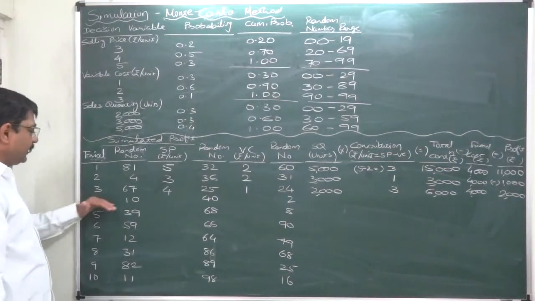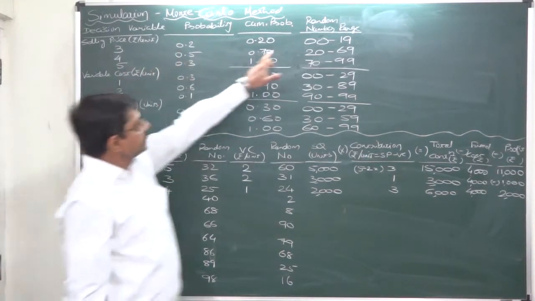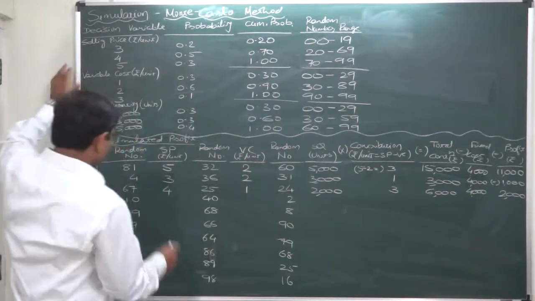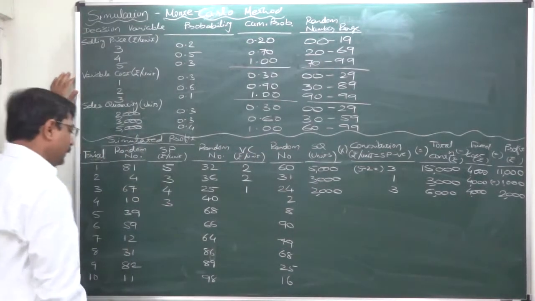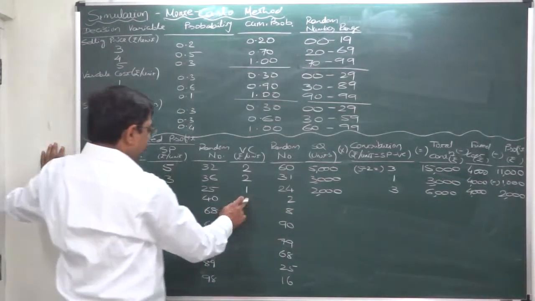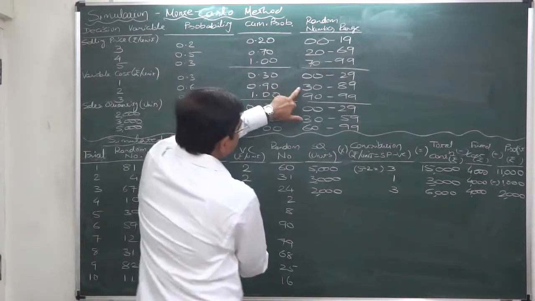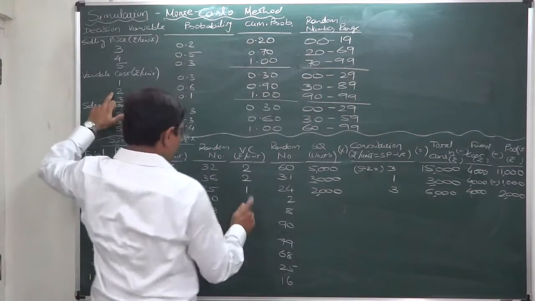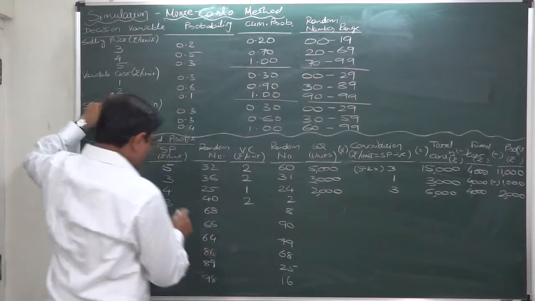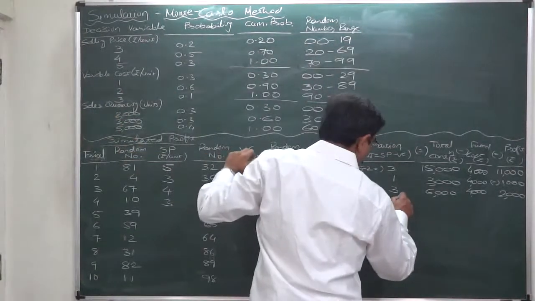Now fourth trial, the first random number which is for selling price is 10. That falls in the range 00-19. So selling price can be 3, or determined to be 3. 40 stands for variable cost, falls in the range 30-89. So variable cost will be 2. Variable cost 2, selling price 3, contribution comes to rupee 1 only.